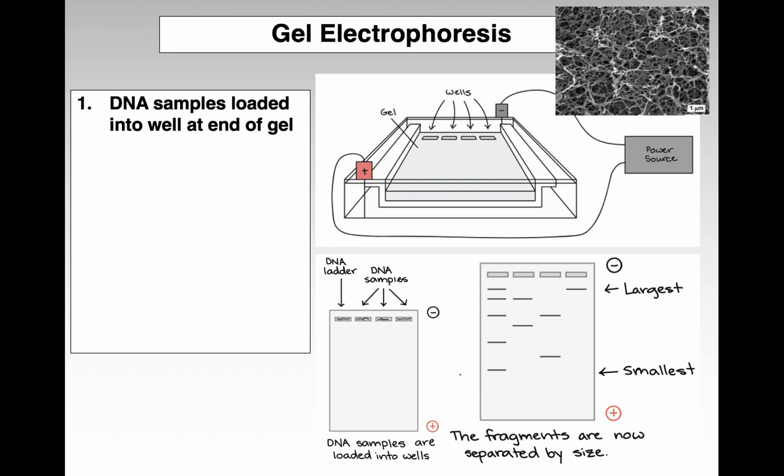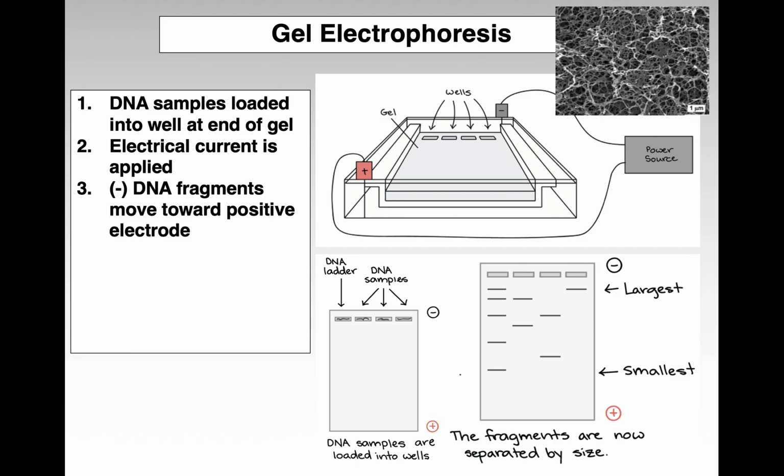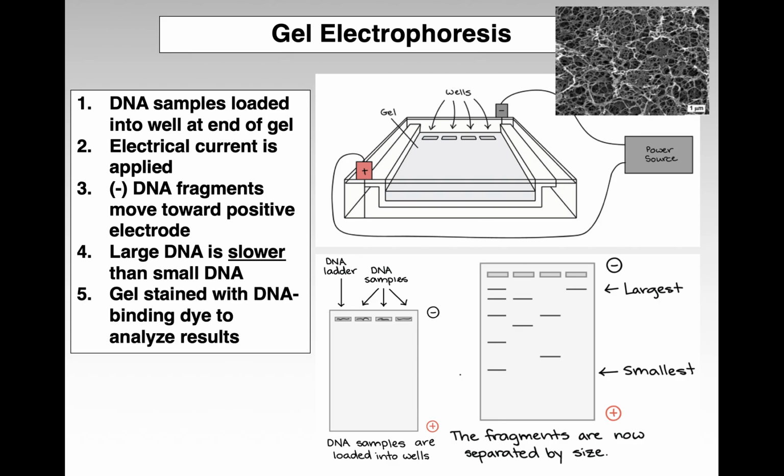So in gel electrophoresis, DNA samples are loaded into a well at one end of the gel. Electric current is applied. DNA is very negative, so it will move towards the positive electrode. Larger DNA is slower than smaller DNA. Small equals fast. Gel is then stained so that we can look at the DNA. So again, at the beginning, you see nothing. At the end, these pieces of DNA are moved by size.